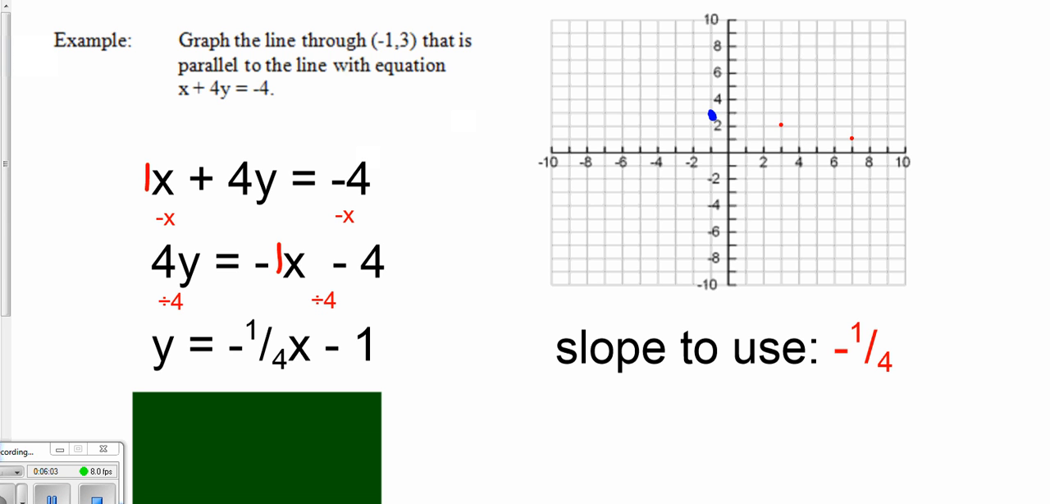If we want, we can even go in the other direction. And remember, these would basically just be opposite. We would go left 4, 1, 2, 3, 4, and up 1. All of these points will stay in line with our graph. Okay, so it'll go through negative 1, 3, and it'll be parallel to that line.